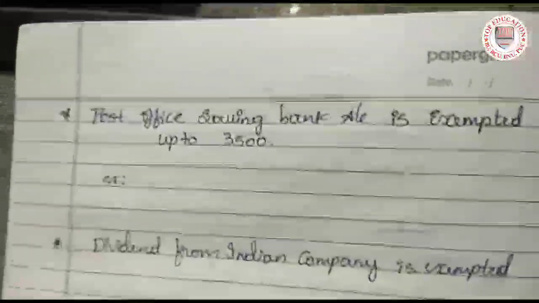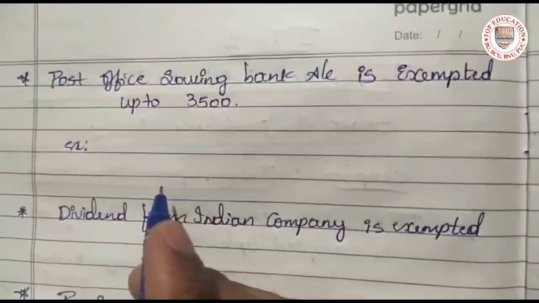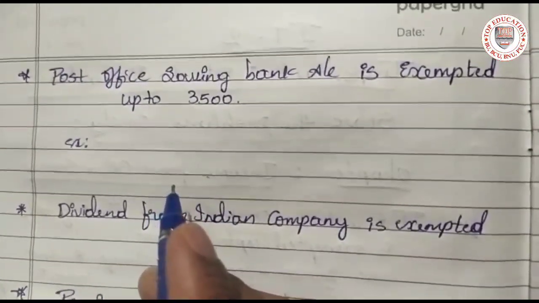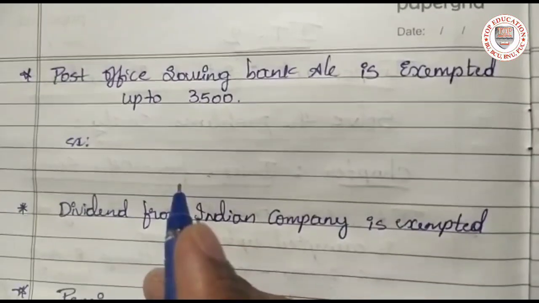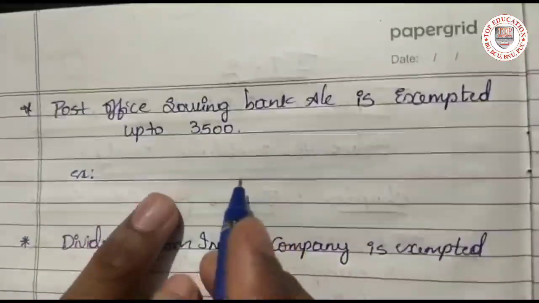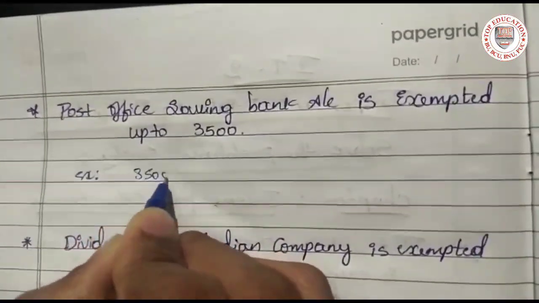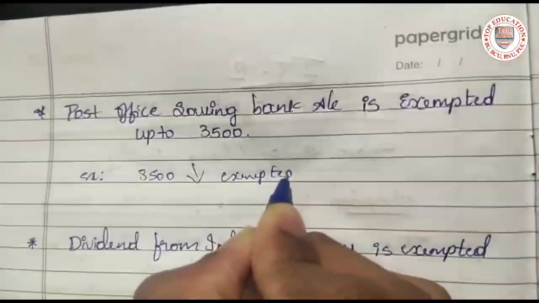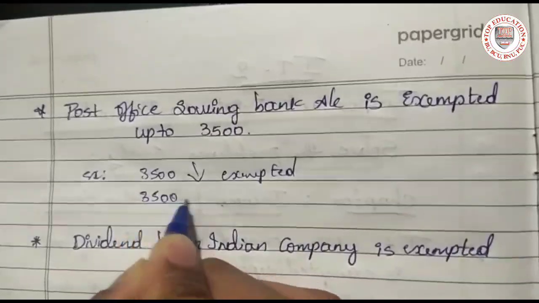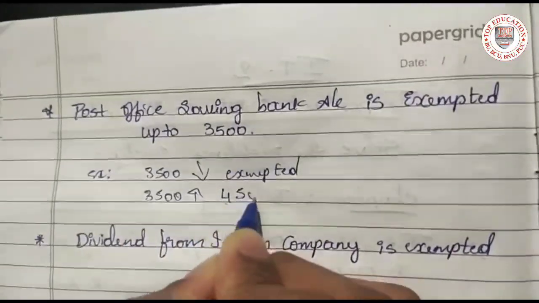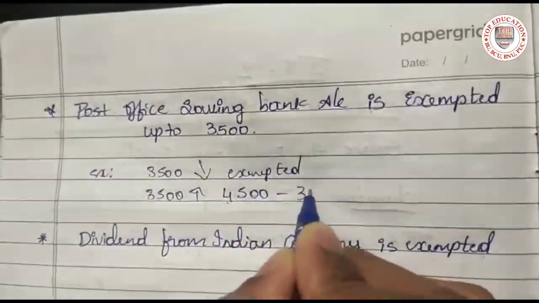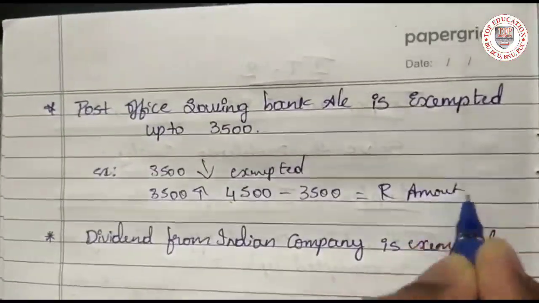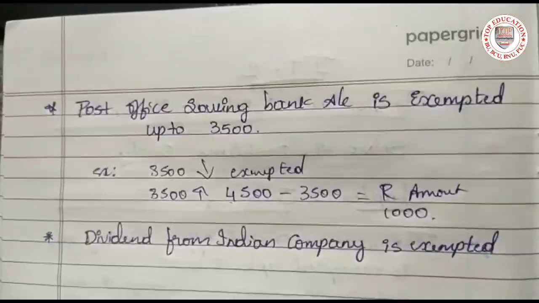Next, post office savings bank account is exempted up to rupees 3,500. If they give in the question 3,500 or below that, then it is exempted, we should not charge that. If they give more than 3,500, for example they give 4,500, then we have to deduct 3,500 and we should charge the remaining amount, that is 1,000 rupees, to the outer column.